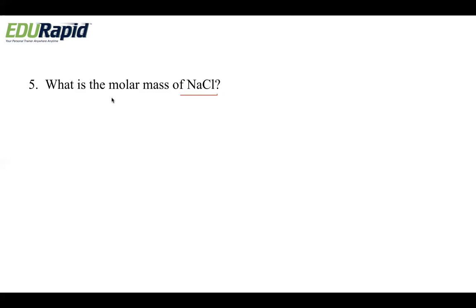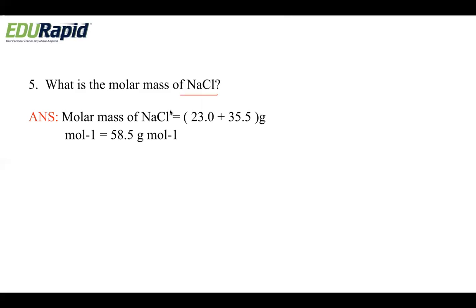So let us see. So the molar mass of sodium chloride is, sodium is 23 grams plus chlorine is 35.5. So when you sum them up, you will get 58.5 grams per mole. So this is the unit for molar mass, gram per mole. So you should always write it. So it is 58.5 gram per mole.